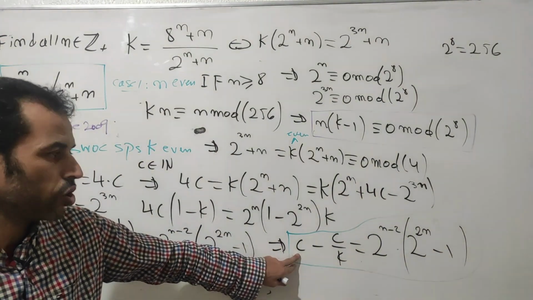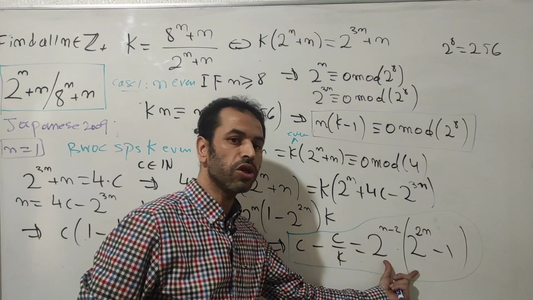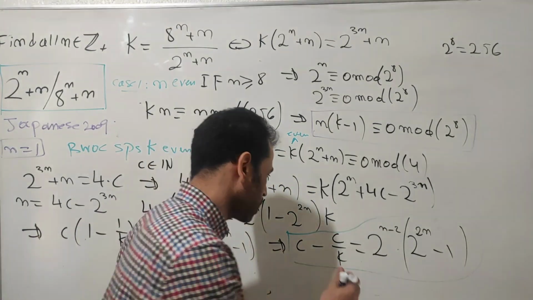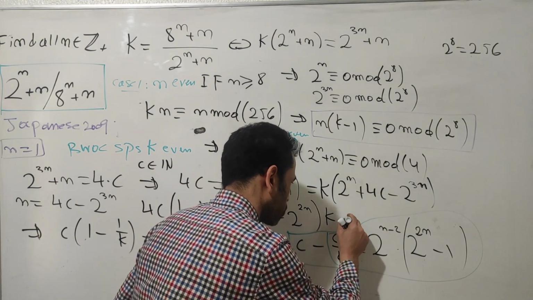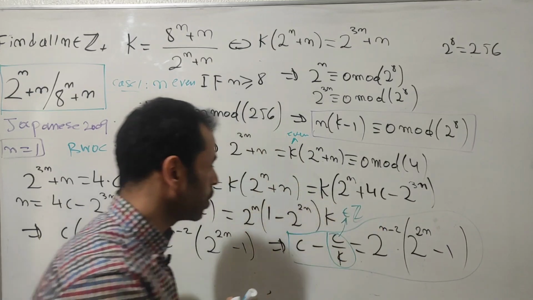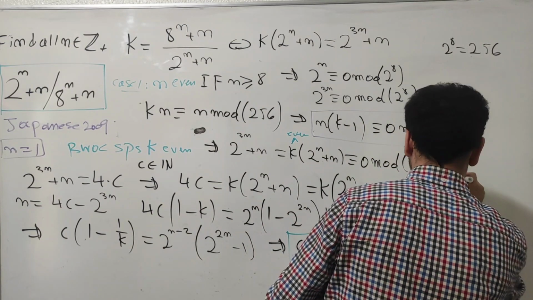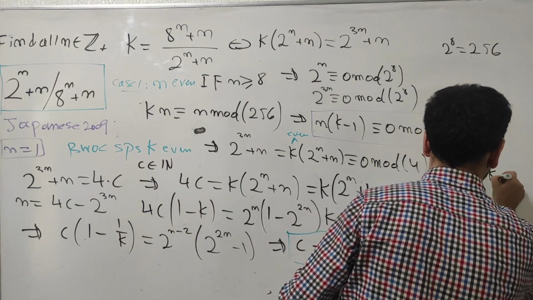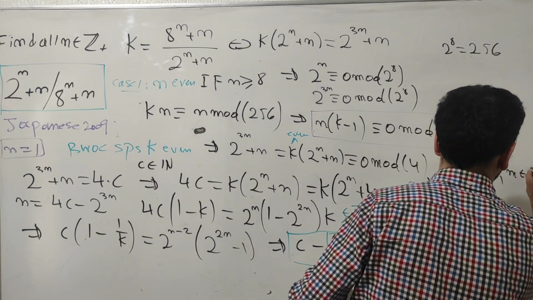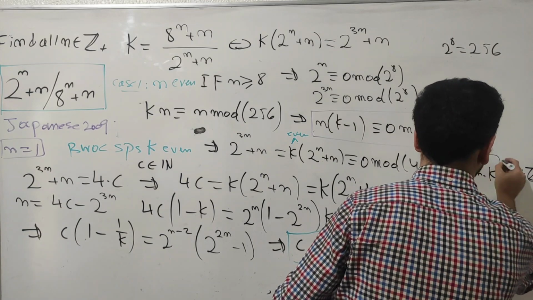We know c is an integer. We know the right side of this equation is an integer, which means this fraction must be an integer as well, which means k is a multiple of c. So I get here c equals m multiplied by k. What is m? M is some integer or natural number, whatever it is.